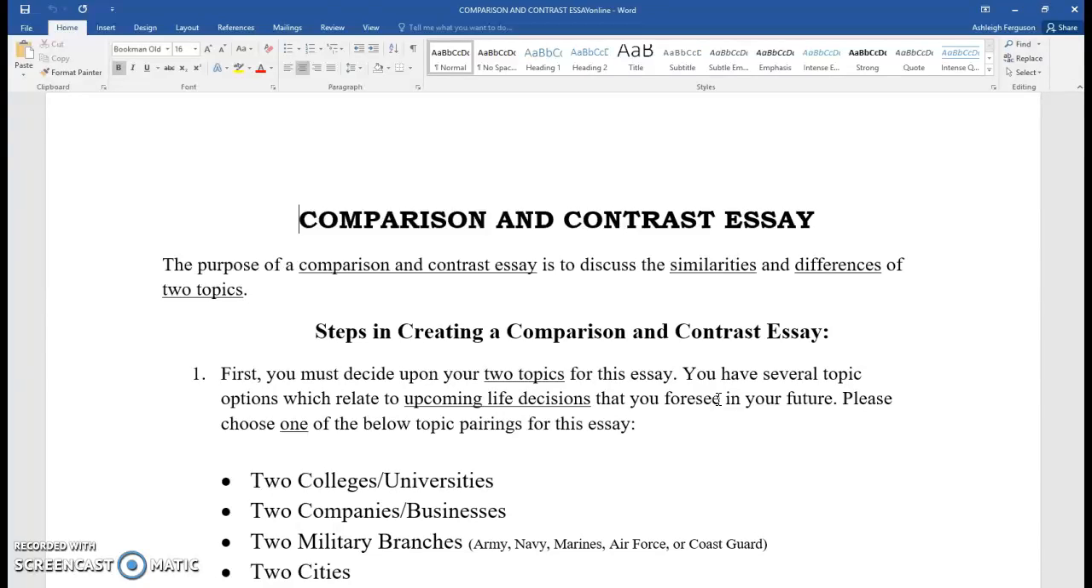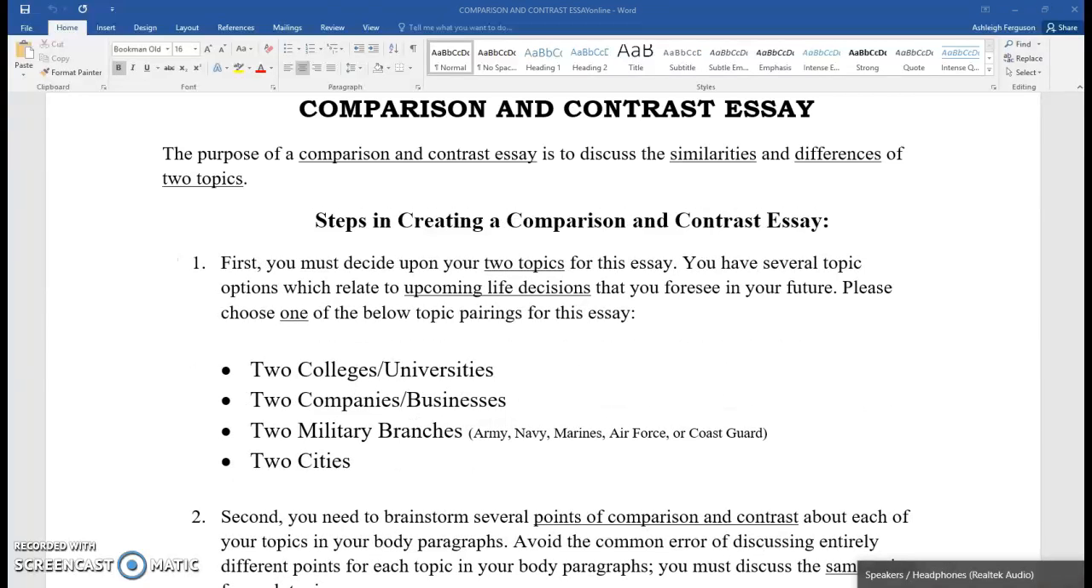So you may have 3 points, or you may have 4 points. If you have 3 points, it might be a mixture of similarities and differences, the same with the 4. Now, as far as your topics and your points, I do want you to understand that you have several options.